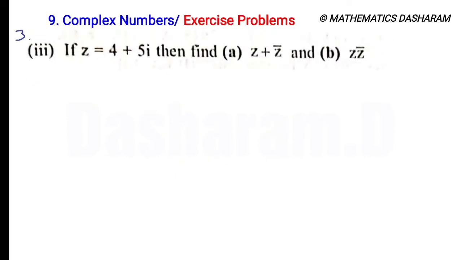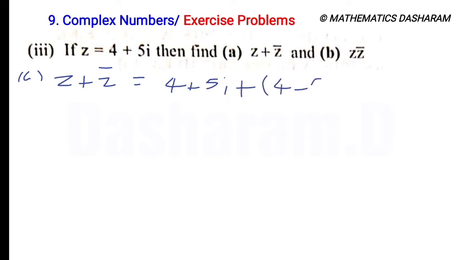Third problem: if z equals 4 plus 5i, then find z plus z bar and z into z bar. The first question, A: z plus z bar. Z bar is nothing but the conjugate of z. So z is 4 plus 5i plus z bar is 4 minus 5i. Here plus 5i and minus 5i cancel, and 4 plus 4 is 8.